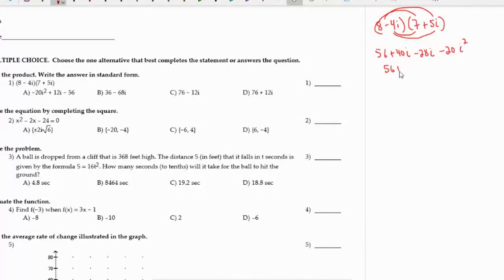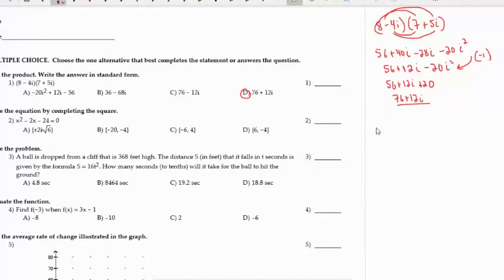Okay, so then we have this, 28, I'm sorry, 40 minus 28 would give us 12. Here's where we have to remember what i squared is. i squared actually is just negative 1. So this is like saying negative 1 times negative 20, which would give us a positive 20. And then positive 20 and 56 gives us 76. Remember the i always comes at the end. So just be sure that you're doing that.